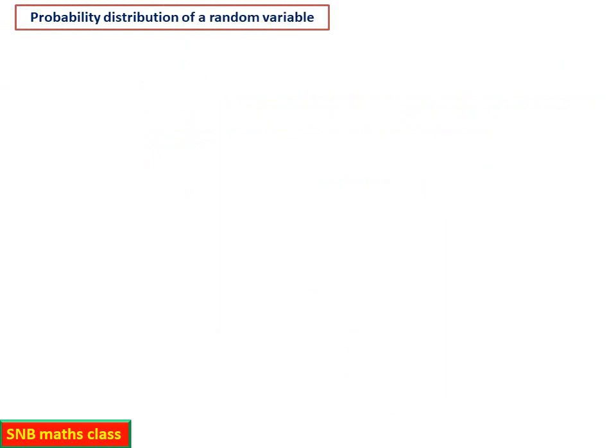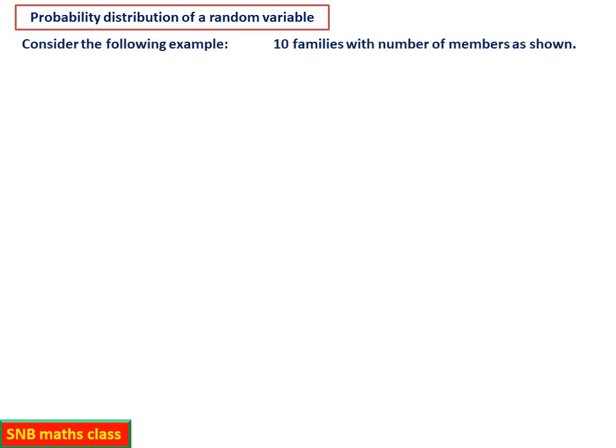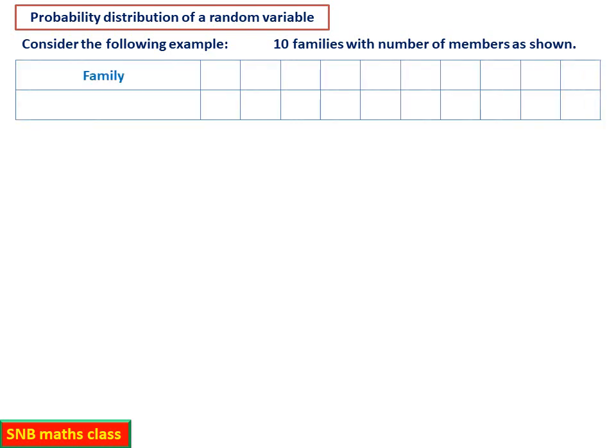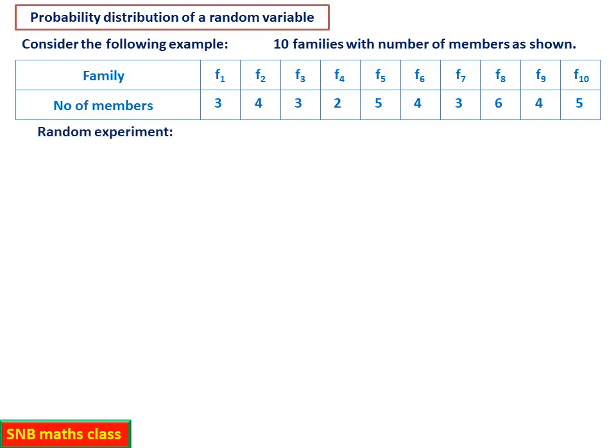Probability distribution of a random variable is the next concept which you have to understand. Consider the following example. Say 10 families with the number of members as shown is given. F1 has 3 members, F2 has 4 members, F3 has 3 members, F4 has 2 members, F5 has 5 members, F6 has 4 members, F7 has 3, F8 has 6, F9 has 4 and F10 has 5. So these are the 10 families with the number of members.